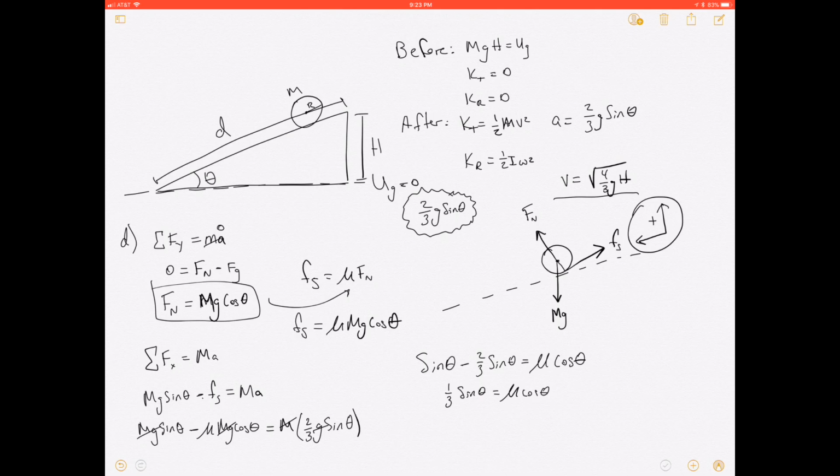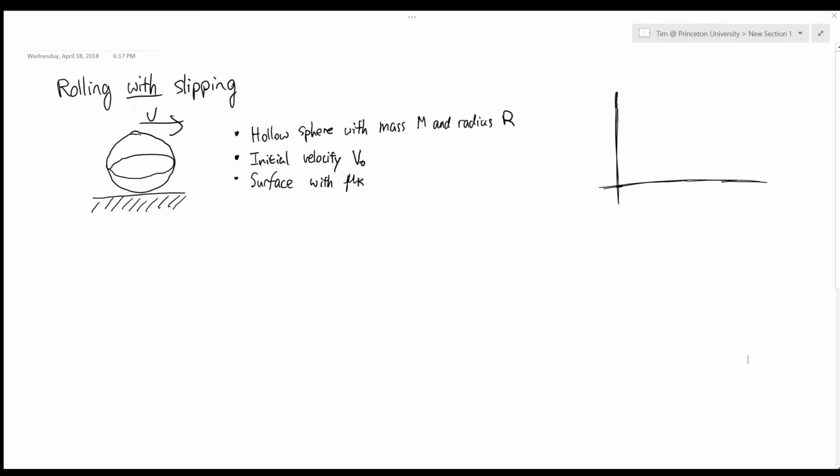Now solving for mu, we get 1/3 tan theta. And that is our final answer for D. We talk about rolling with slipping, which is a different problem from rolling without slipping because you do not have the rolling assumption. Now, with rolling without slipping, you have the assumption that the velocity of the object is equal to omega, the angular velocity of the object, times the radius, which means that the graph of something would look like this. The velocity is equal to omega times r.